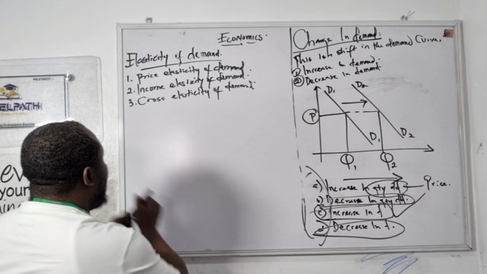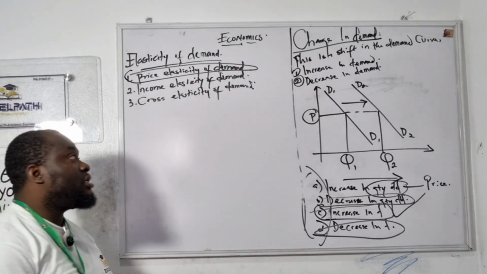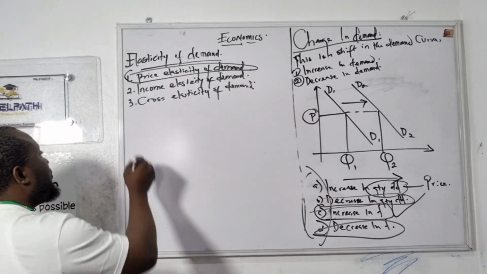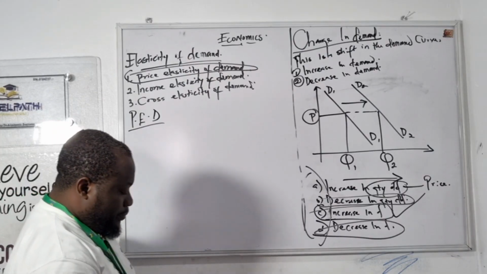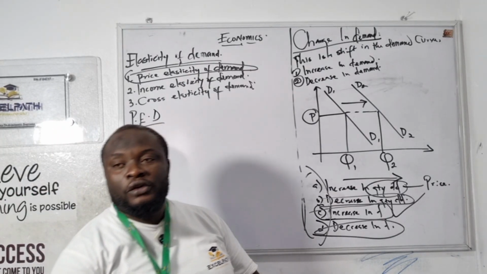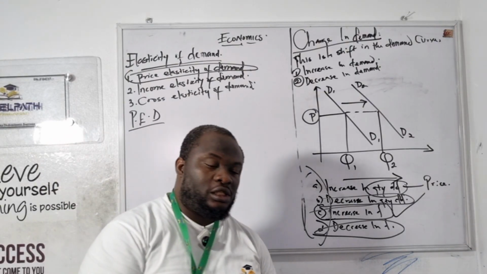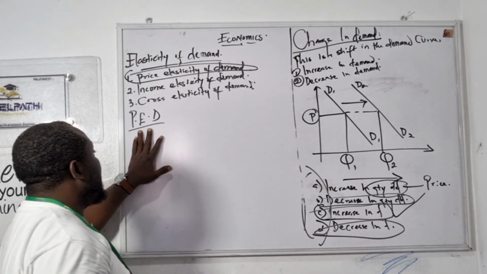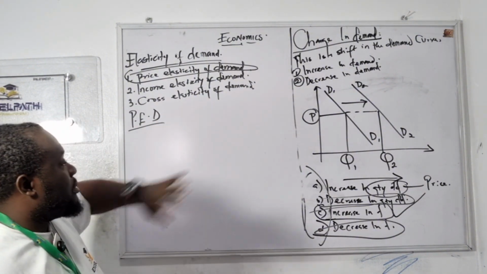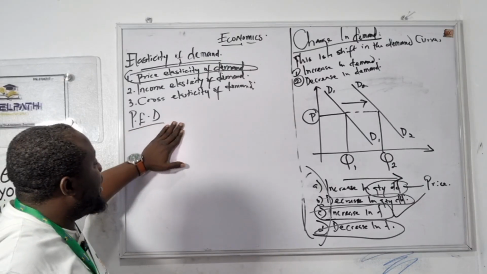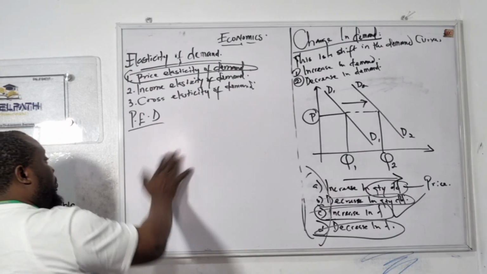Taking the first one, price elasticity of demand. Now, your price elasticity of demand is the degree of responsiveness of demand to change due to little change in price. Due to little change in what? In price. The degree of responsiveness of demand to change due to what? Little change in price alone. The price elasticity of demand.